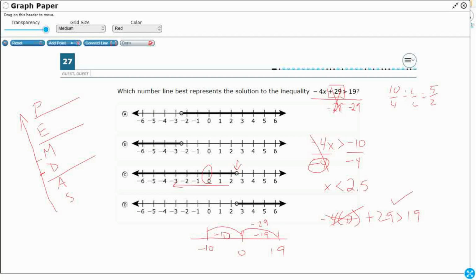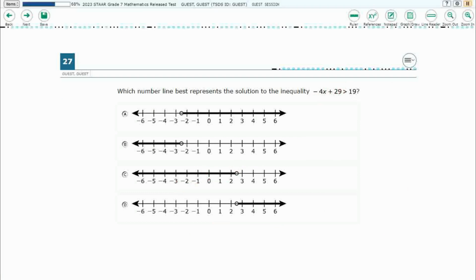We could try it for any of these. We could do 1 if we wanted to. So negative 4 times 1 plus 29 is greater than 19. So that's negative 4 plus 29. That's 25 is greater than 19. Yeah, it works. So we can test these out to make sure they are going to work. So our answer here is going to be C.